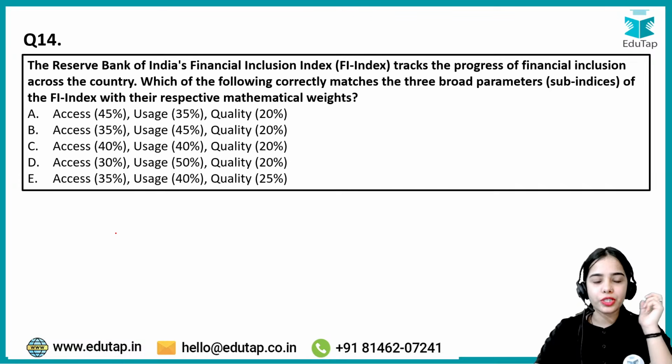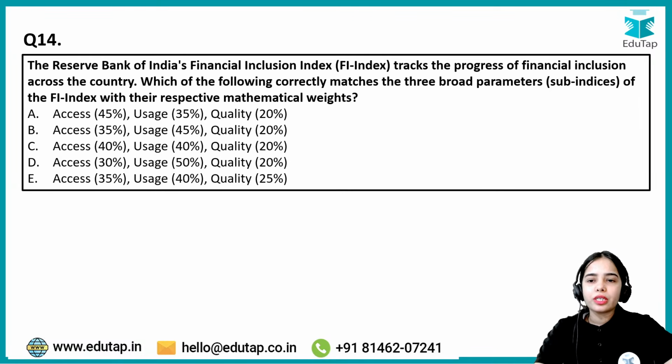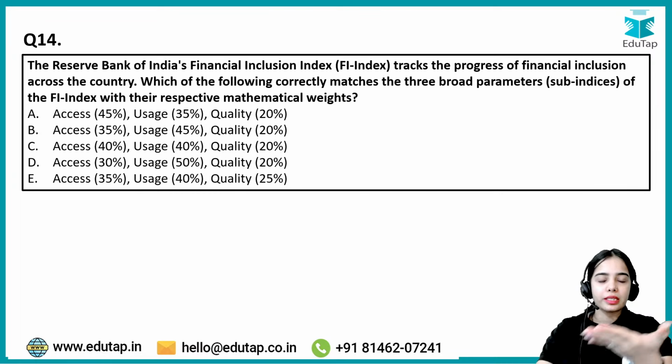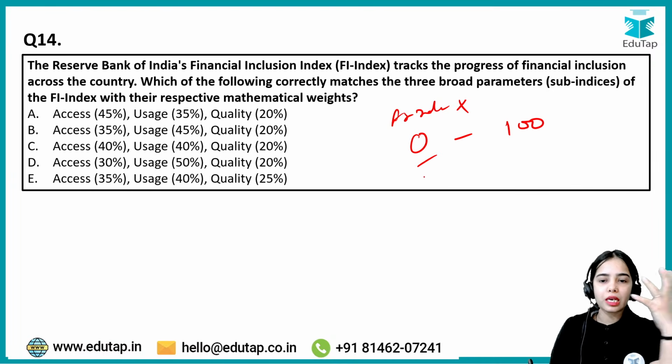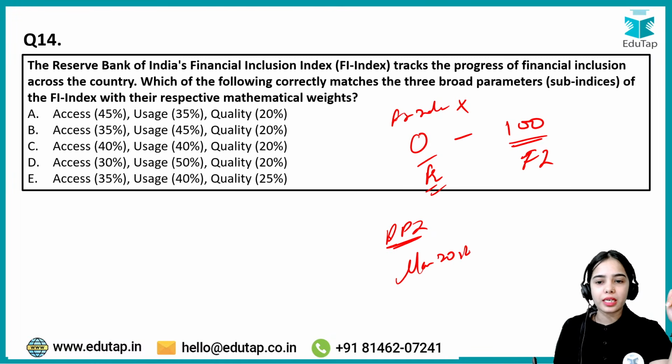Now, coming to the next question. Very easy question. This is from your static part of the Financial Inclusion Index, that there are 3 parameters. What is the weightage of all these 3 parameters? Now, the Financial Inclusion Index, it does not have any base year. So, its value is in between 0 to 100. 0 means complete financial exclusion. 100 means complete financial inclusion. While for the digital payment index, there is the base year, that is March 2018 is the base year.